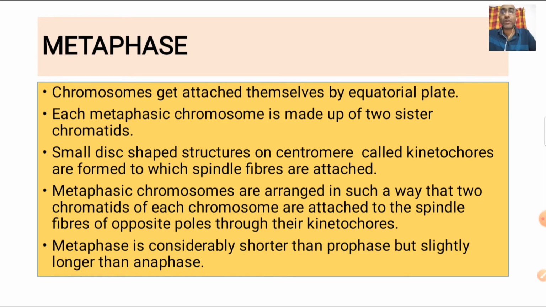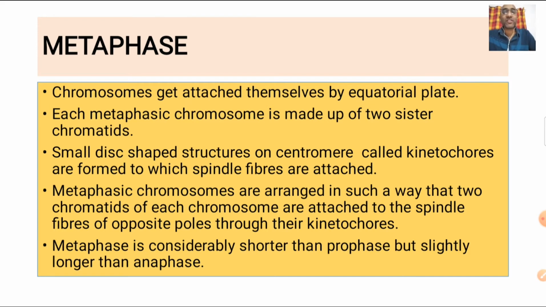As I have already told you, small disc-shaped structures called kinetochores, which are present by the sides of the centromere, are formed to which spindle fibers are attached. You know it. Now metaphasic chromosomes are arranged in such a way that the 2 chromatids of each chromosome are attached to the spindle fibers of opposite poles through their kinetochores. I will draw the diagram.